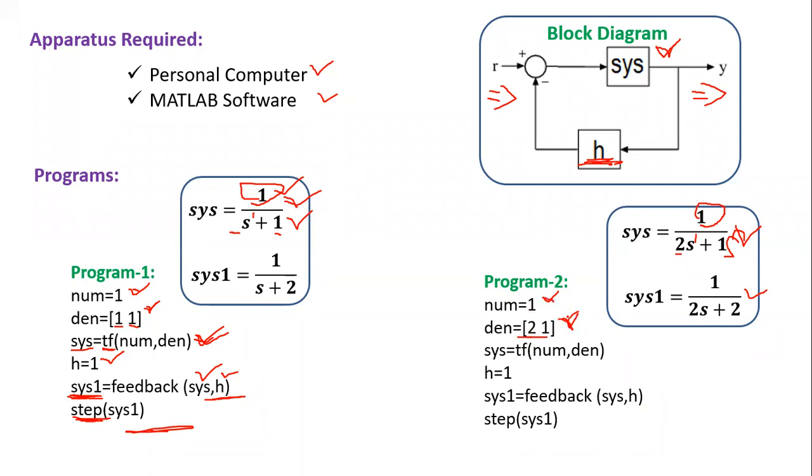Once you know the numerator and denominator, then we are framing the transfer function. The name we are assigning is SYS, any variable we can take. SYS equal to TF of numerator comma denominator. TF is a predefined transfer function command. This will give the open loop transfer function, the open loop system.